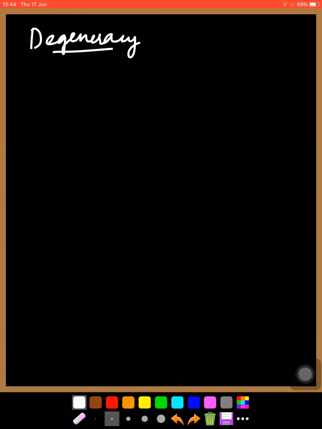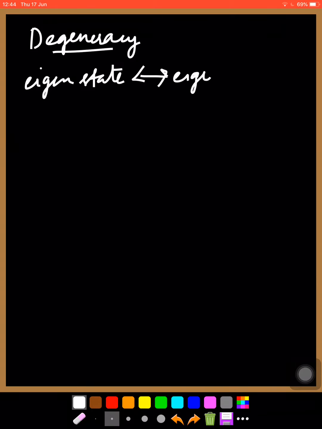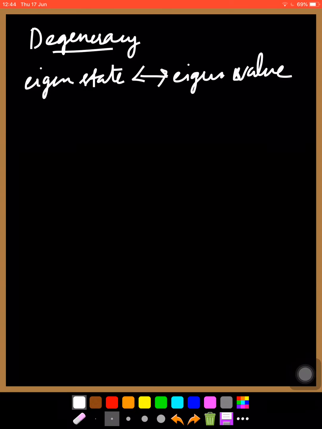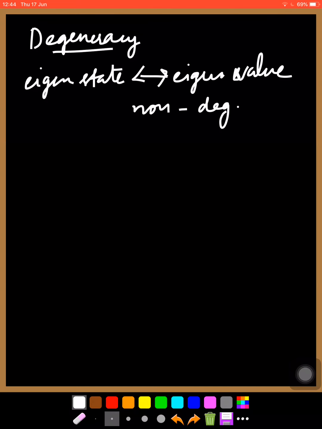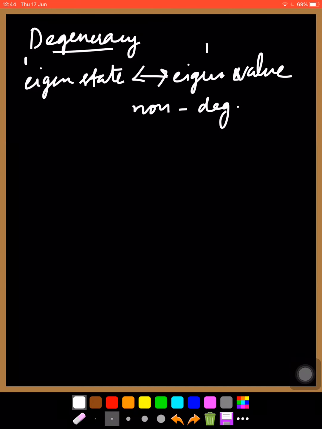Degeneracy. If one eigenstate corresponds to one eigenvalue, there is only one eigenstate, then we say the eigenstate or the energy level is non-degenerate. There is only one eigenstate corresponding to one eigenvalue, then the eigenstate is non-degenerate.